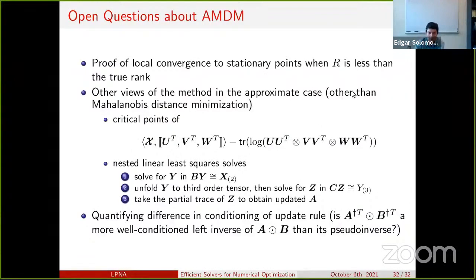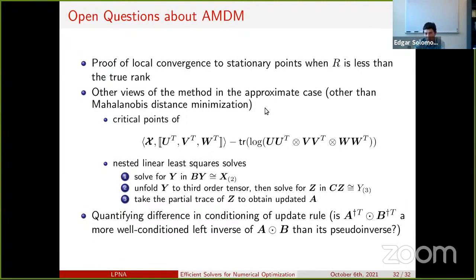And so that's all I have on the method, except to state a bunch of open problems. I mentioned these stationary points, but we don't have a proof that it actually converges to anything in the approximate case, when the rank is not equal to the true rank, although we observe in practice that it generally converges to a stationary point for just about any tensor after some time.